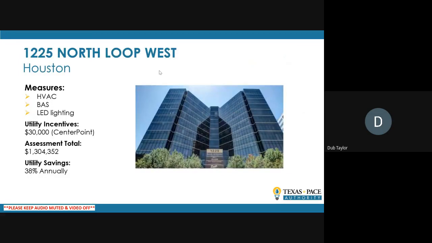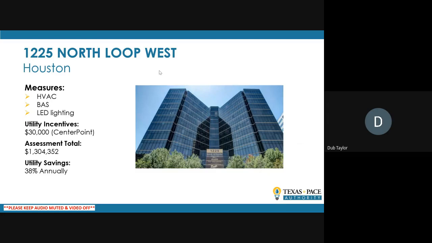A more conventional project, this is a commercial office building in Houston that involved HVAC, building controls, lighting, and this qualified for, and they secured a $30,000 incentive through CenterPoint, which is the investor-owned utility serving the greater Houston area. And this project achieved significant utility savings as well. So as you can see here, a $1.3 million project, while utility incentives aren't going to cover a half, or even a quarter, they can help the project get over the qualification line, which is very important.